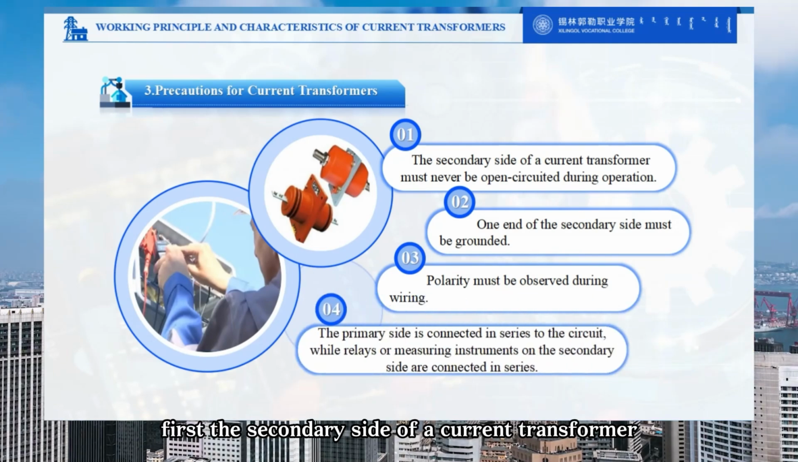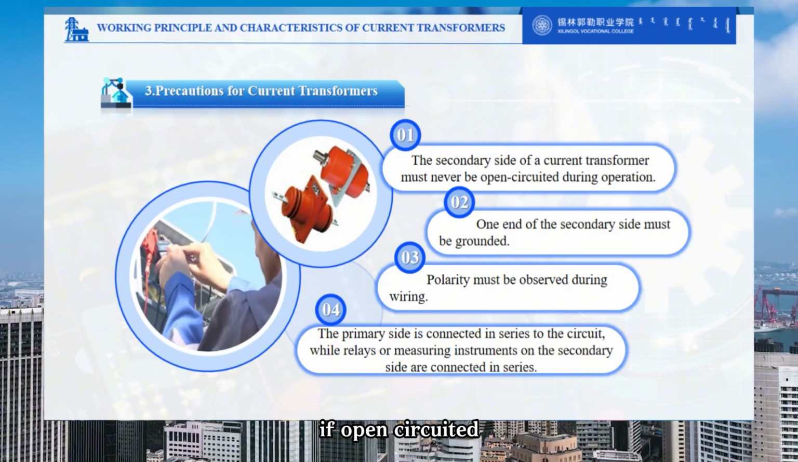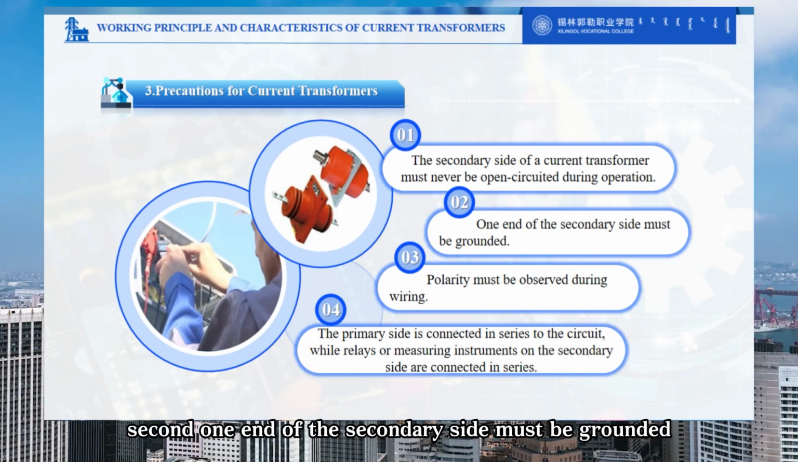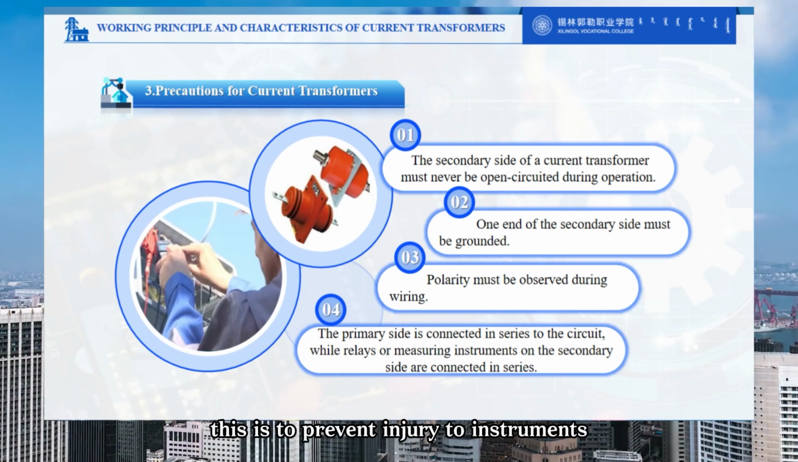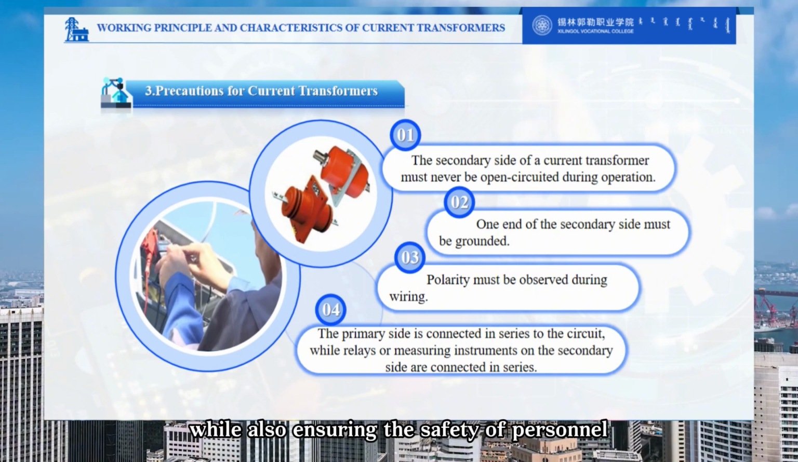First, the secondary side of a current transformer must absolutely not be open-circuited during use. If open-circuited, it will generate a very high induced electromotive force, thus endangering personal safety or damaging the current transformer. Second, one end of the secondary side must be grounded. This is to prevent injury to instruments and operating personnel in case the transformer's insulation breaks down. Grounding one end of the current transformer's secondary side does not affect the normal operation of the equipment, while also ensuring the safety of personnel and equipment.